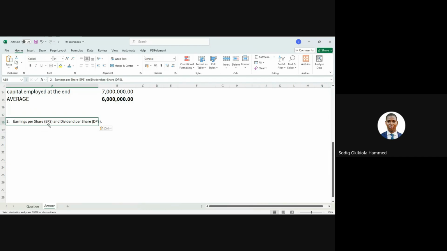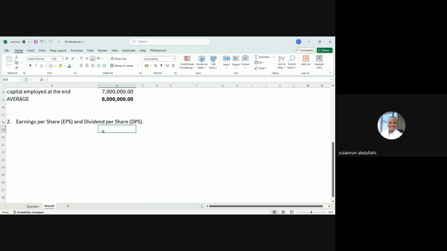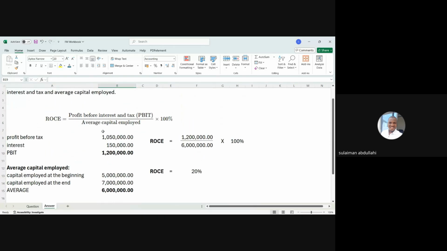Okay, Sulaiman, you can speak. Okay, thank you, sir. My question is the translation of this 20%. Does that mean in every 1 naira of their share, they are earning 0.2, or is there something different from my understanding?